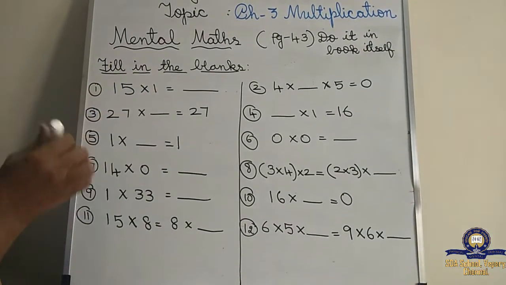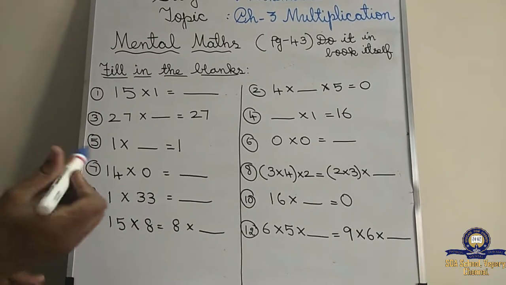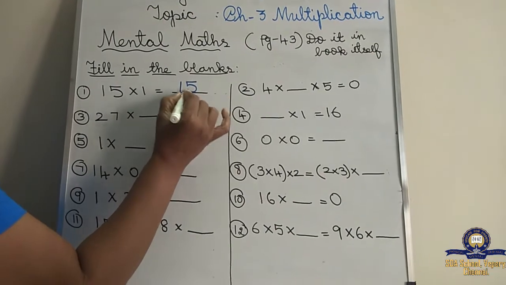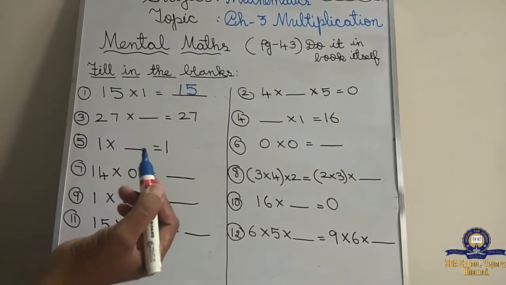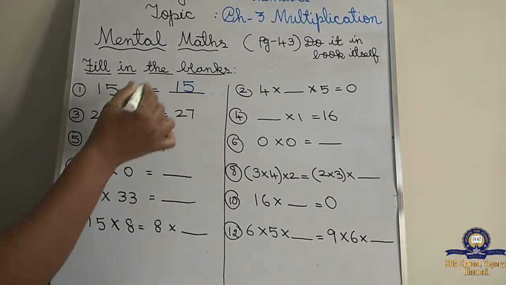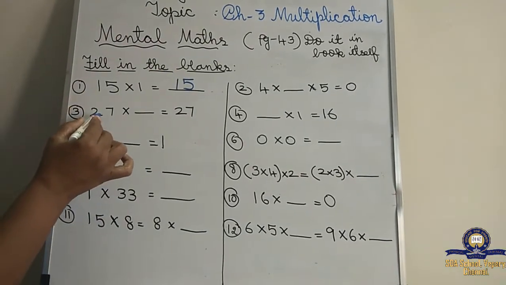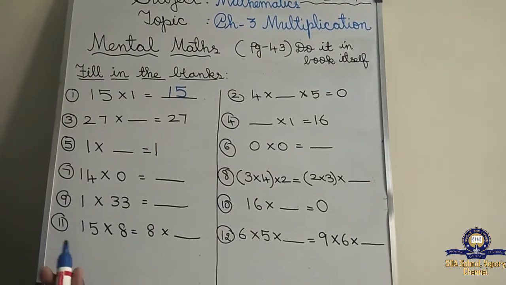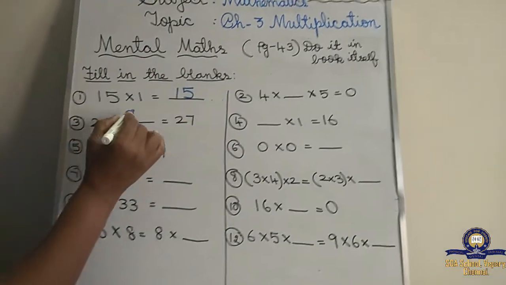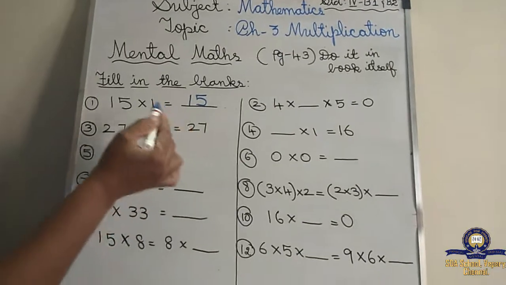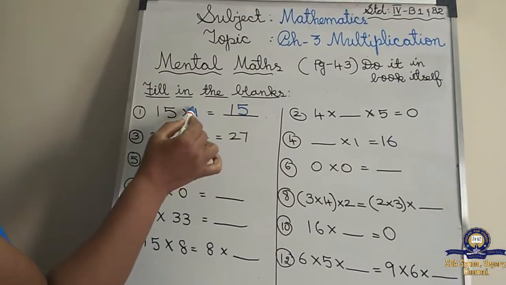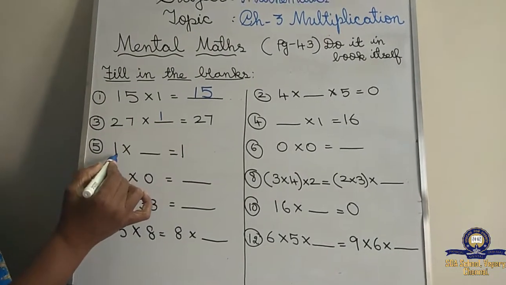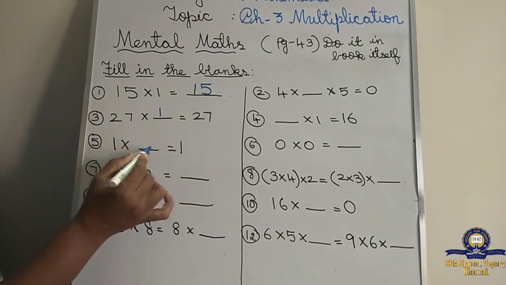Children, 15 ones are what? 15 ones are 15. It's a very easy table, isn't it? One table is very easy. And 27 into dash is equal to 27. What will come? 1. 27 ones are 27. When we multiply with one, the same answer will come. Understood, children?